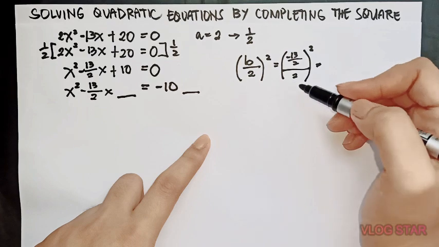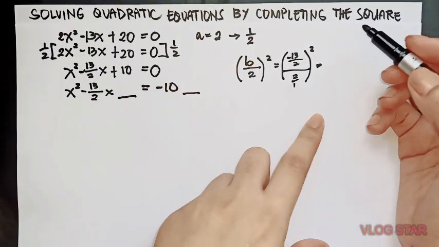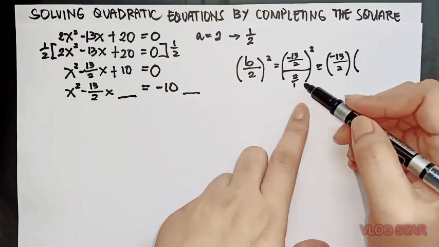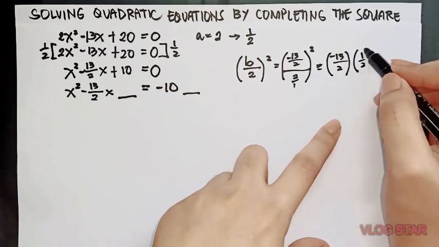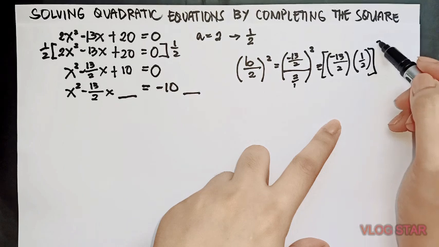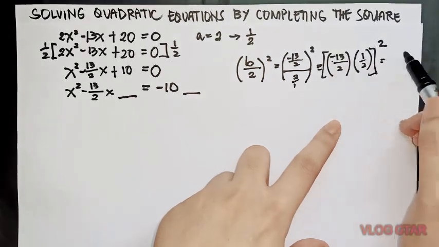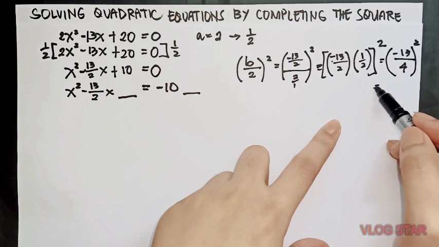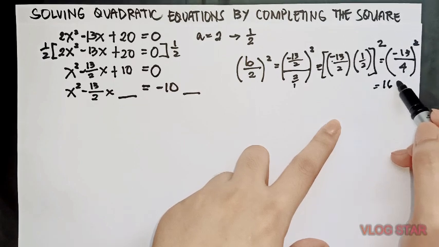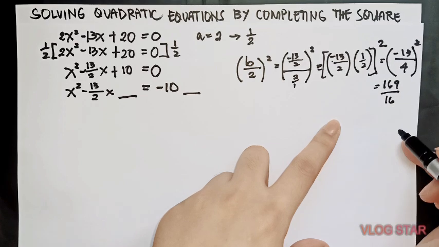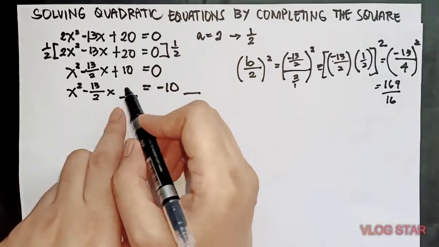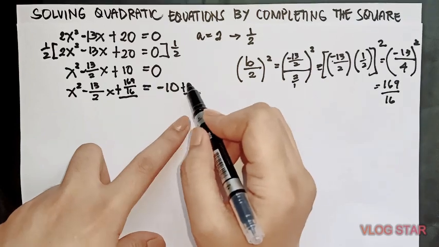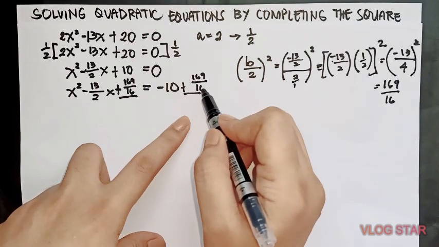A fraction divided by another fraction, because 2 is equal to 2 over 1. So we multiply the numerator, negative 13 halves, by the reciprocal of the denominator, which is 1/2, and then the product is raised to 2. Negative 13 times 1 is negative 13, over 2 times 2, which is 4. And then get the square: the square of negative 13 is 169, over the square of 4, which is 16. So this is equal to positive 169 over 16. The same here, we're going to add plus 169 over 16.